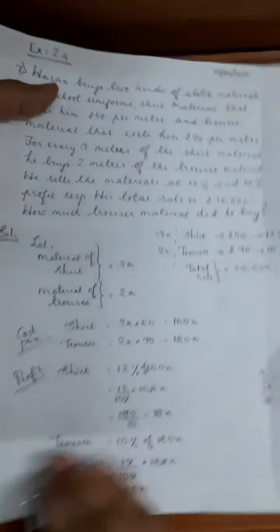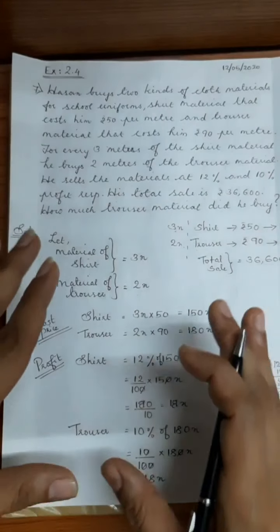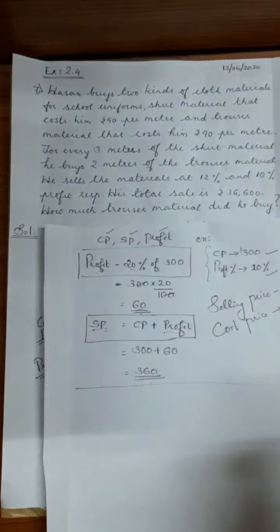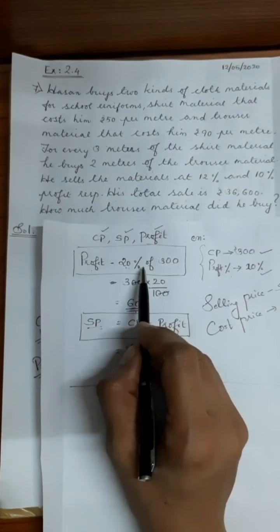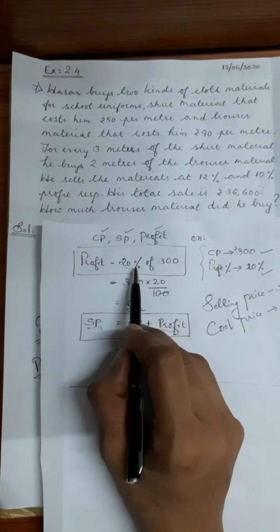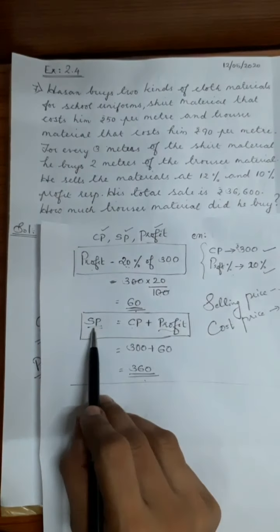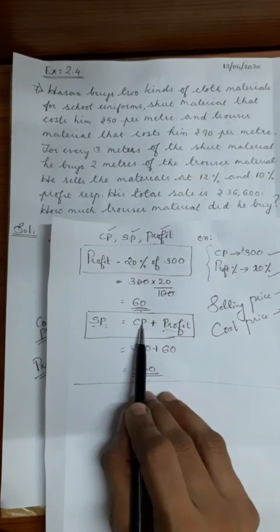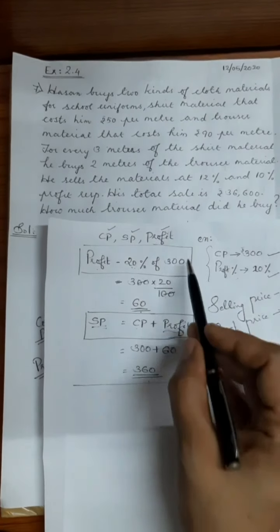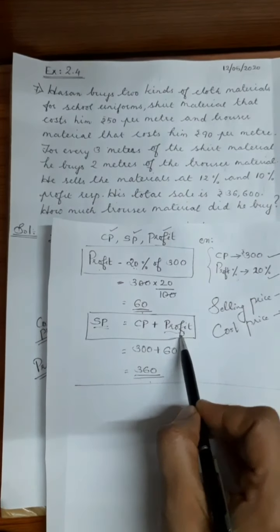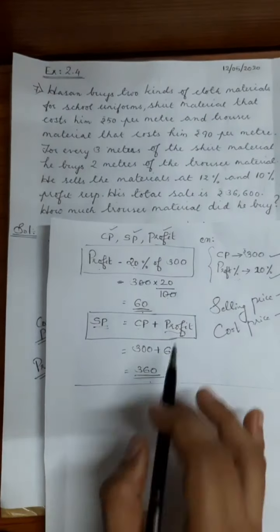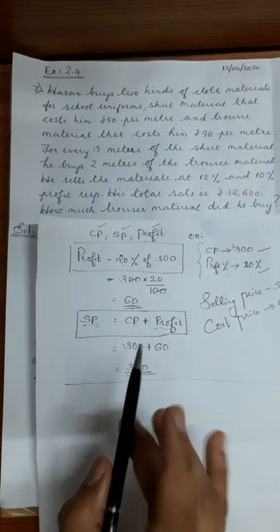Before starting this question you need to know what is meant by profit. If the cost price and profit percentage are given, you know how to find the profit. And selling price is equal to cost price plus profit. If you are clear with these terms, then this question is very easy. This one we have already learned in our lower classes.